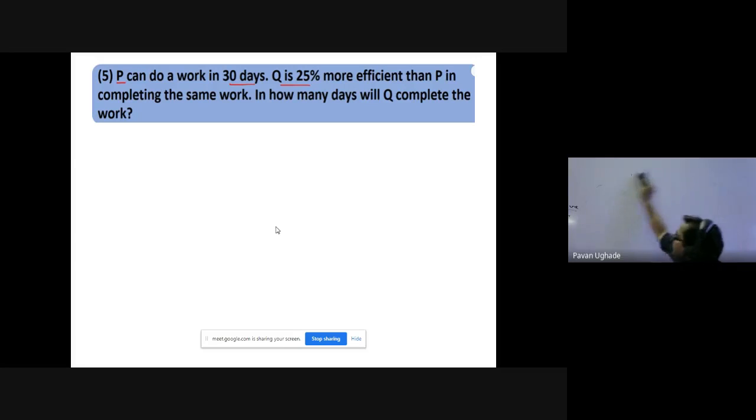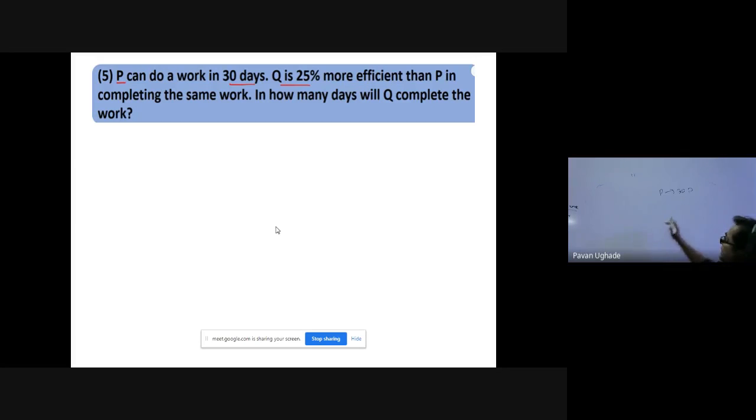Question number 5 says P can do a work in 30 days. Next, Q is 25% more efficient than P in completing the same work. In how many days will Q complete the work? Q is 25% more efficient than P. What does this mean?